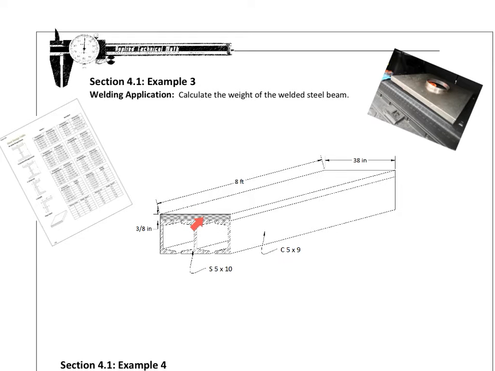So let's start off with this beam right here. This is called a C5x9 beam. Okay, and those numbers mean things.